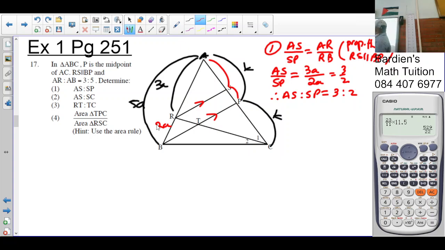But there's already a K involved here. So in terms of K, we have AS is to SP as 3:2. So this adds up to 5 parts here. However, this is 3 of the 5 parts, and this is 2 of the 5 parts. Can you see that? 3:2. So that's going to be 3 over 5 K and 2 over 5 K. Okay.